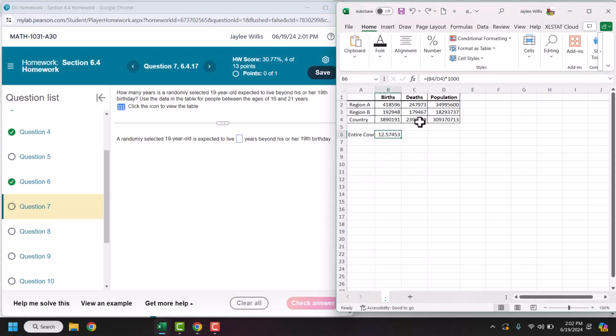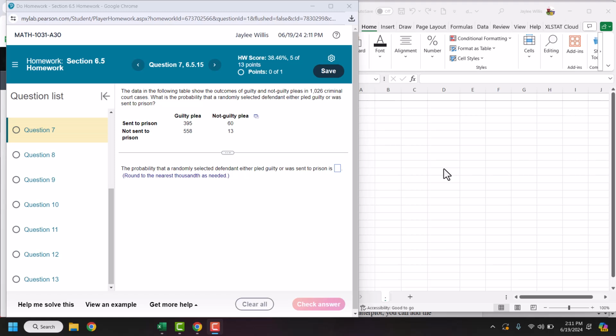Now, some of the questions may ask for death rates. Some of them may ask for the birth or death rate of a certain region. But the basic idea is when you're asked to find a rate, you find the rate per person by just dividing the births by the population or the deaths by the population. And then you multiply by whatever scale they're asking you to scale it by. So in that last problem, it was for 1,000, like for every 1,000 people. So that's how you would do that question on section 6.4.